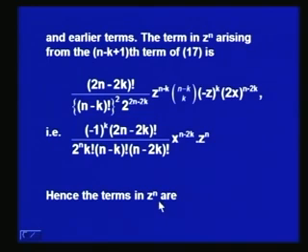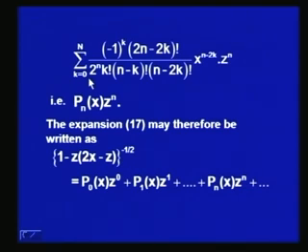Hence, the terms in z to the power n are sigma k equal to 0 to N, (minus 1)^k (2n minus 2k)! over 2^n into k! (n minus k)! (n minus 2k)! x to the power n minus 2k into z to the power n. Now, this coefficient of z to the power n, as we have seen earlier, is nothing but the Legendre's function of the first kind, that is Legendre's polynomial Pn(x). So, we get Pn(x) into z to the power n.